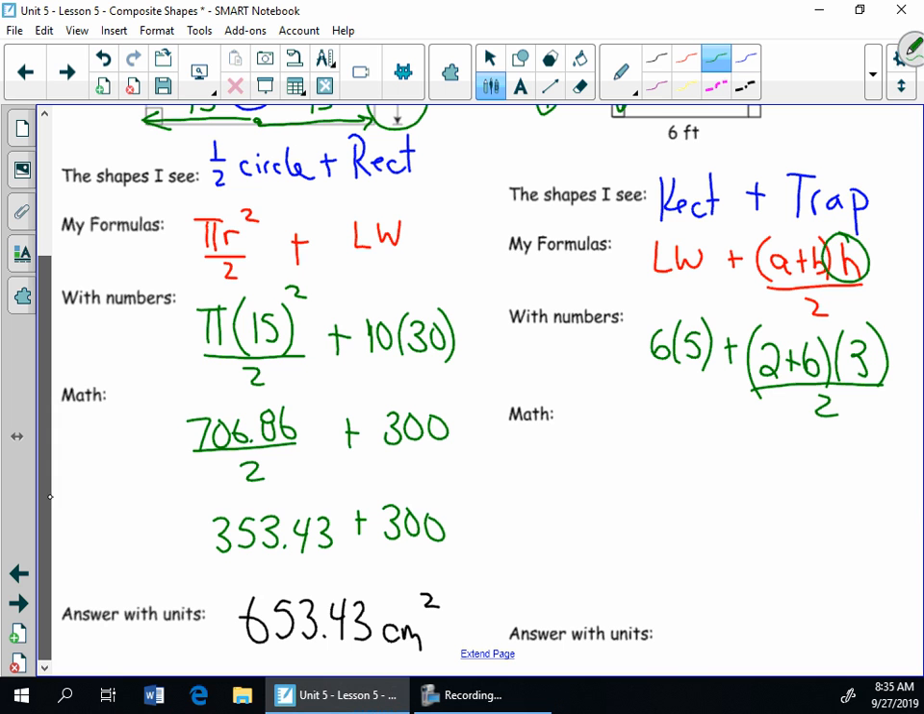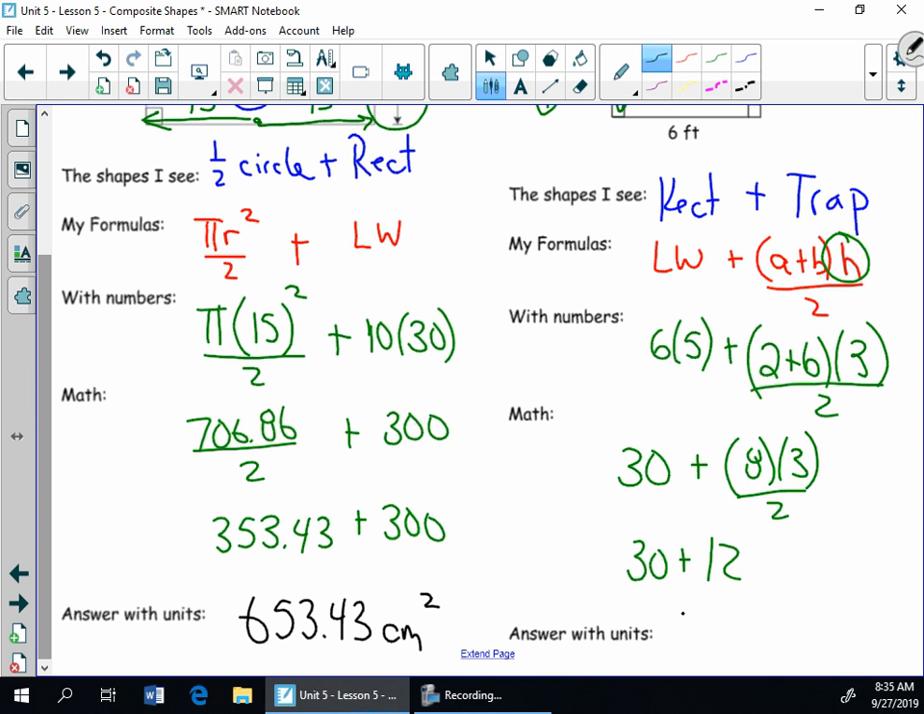Okay, how do we do the math? Well, 6 times 5 is 30. On the right-hand side, we got to do bed math. So 2 plus 6 makes 8. Okay, we're going to get 30 still, plus 8 times 3 is 24. Divided by 2 makes 12. And surprise, surprise, we get 42 again.